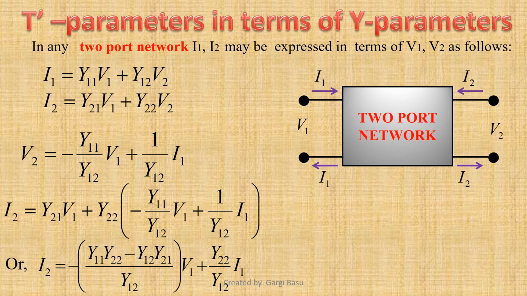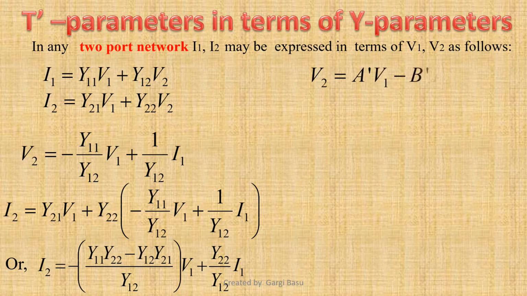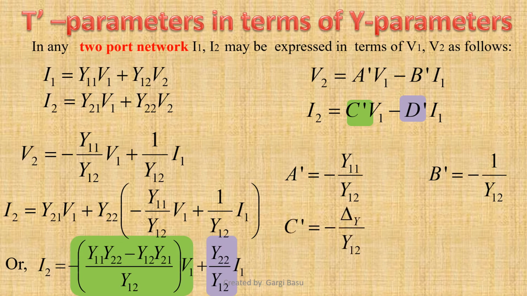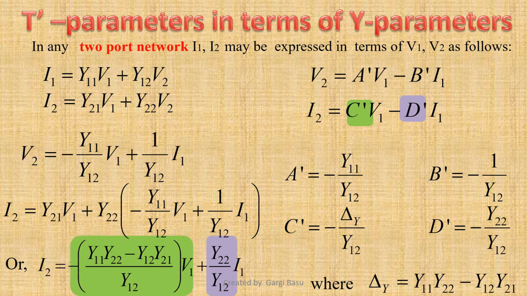When we describe a two-port network using inverse transmission parameters, the linear equations used are V2 equals A' V1 minus B' I1 and I2 equals C' V1 minus D' I1. Comparing the expressions of V2, we get A' equals minus Y11 by Y12 and B' equals minus 1 upon Y12. Comparing the expressions of I2, we get C' equals minus delta Y by Y12, where delta Y equals Y11 Y22 minus Y12 Y21, and D' equals minus Y22 by Y12. Now we have derived T' parameters in terms of Y parameters.